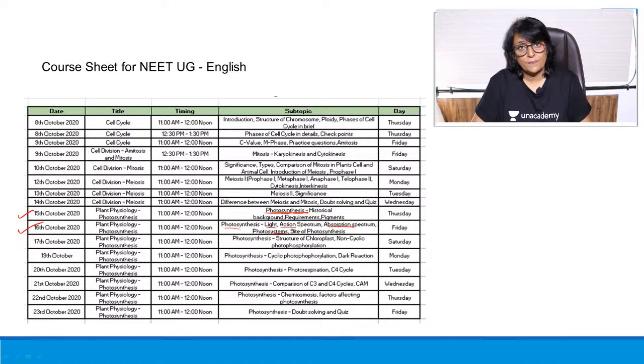So you can plan, and if you have already done this chapter, then you can read it before joining the class. So it helps in understanding the points which were missing, and if that point is clarified during the class, well and good, and if you still have that doubt, towards the end of the class we can take that up here itself. So this is our course sheet, and we plan to finish this chapter by 23rd of October. And then we will take up something else.